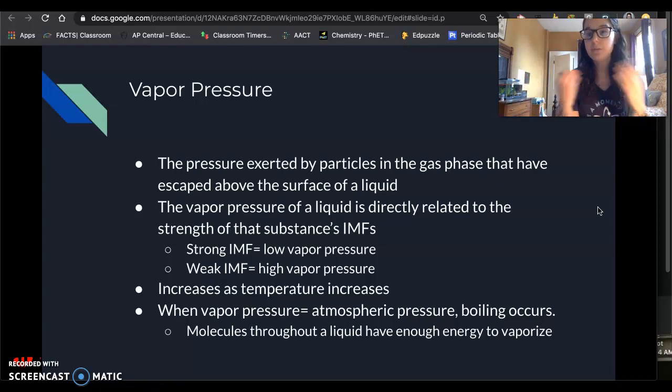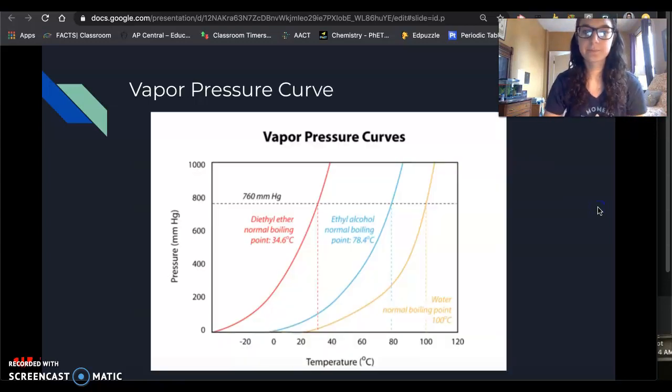So you might notice whenever you're making pasta or something, there are instructions that say, at high altitudes, this is how you cook it. So there are different boiling points of water depending on your altitude. Molecules throughout the liquid, when boiling occurs, have enough energy to vaporize, which is why you have those bubbles forming in boiling water. Those bubbles are actually water molecules in the gas phase. That's what creates those bubbles.